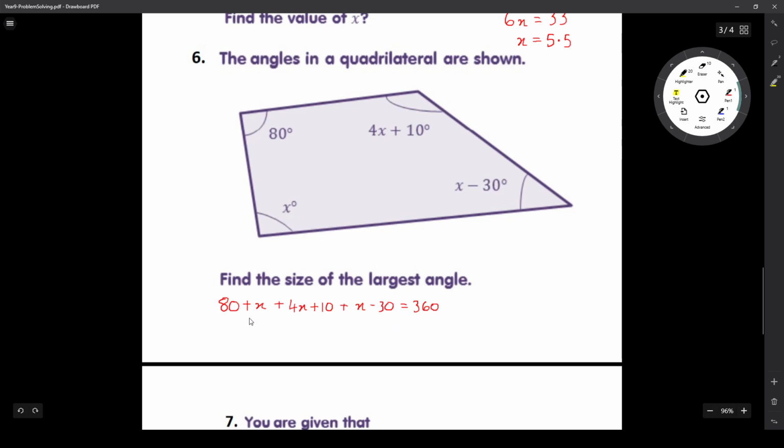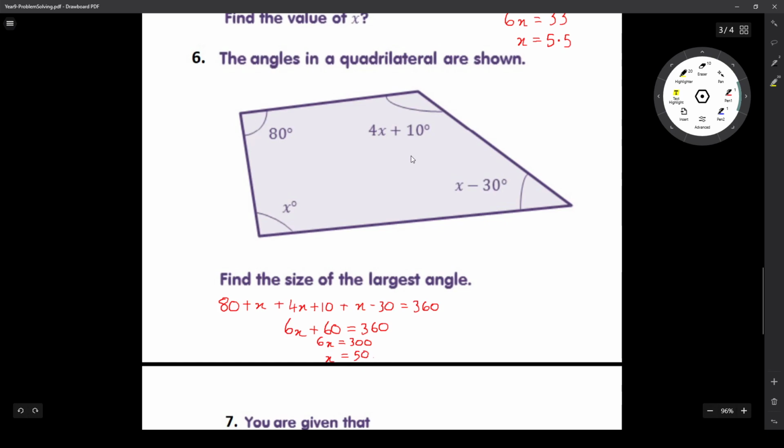So if we simplify the expression on the left-hand side, we've got 4x, 5x, 6x. And we've got 80, 90, and then take 30 is 60. So 6x plus 60 equals 360. So if we subtract 60 from both sides, we get 6x equals 300. And then if we divide both sides by 6, we get x equals 50.